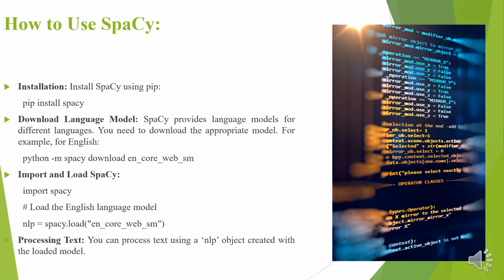Next is processing the text with SpaCy. To analyze a text, we pass it through the SpaCy pipeline using our nlp object: doc equals nlp of an example English sentence. So this doc object now contains structured information about the text such as tokens, part-of-speech tags, named entities, and syntactic dependencies. Now let's see an example of this in the next slide.